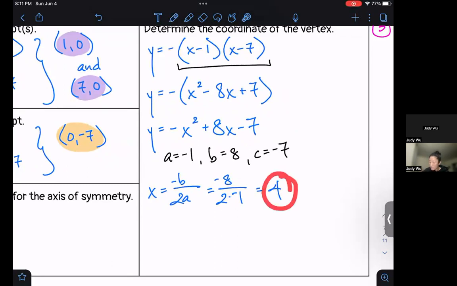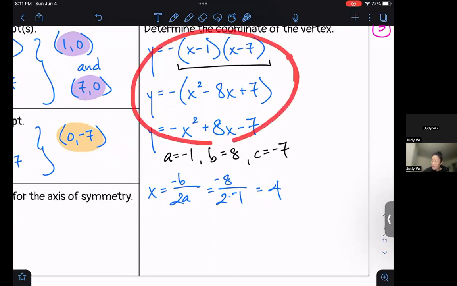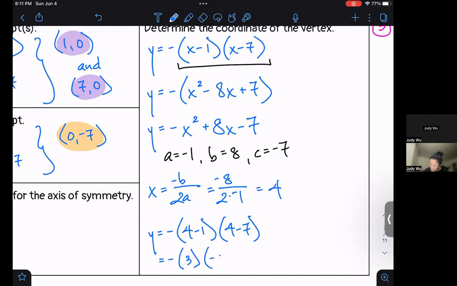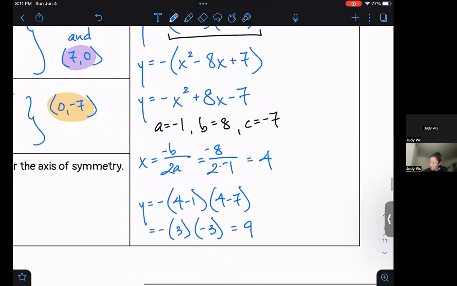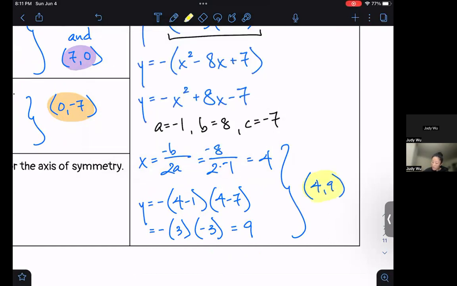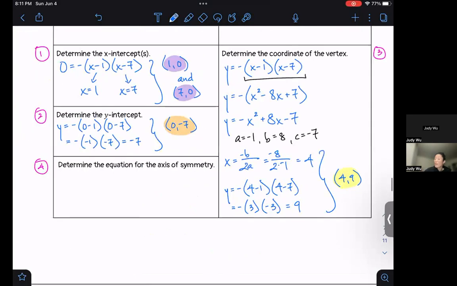But now we're going to take this 4, we're going to plug it back into one of these equations. Now I'm going to go ahead and plug it back into the original, all right? So y equals negative 4 minus 1 times 4 minus 7, which gives negative 3 times negative 3, which is 9, okay? But we don't want to leave it like this. Our vertex is 4, 9. All right, 4, 9 for our vertex, which means that the equation for the axis of symmetry is x equals 4.